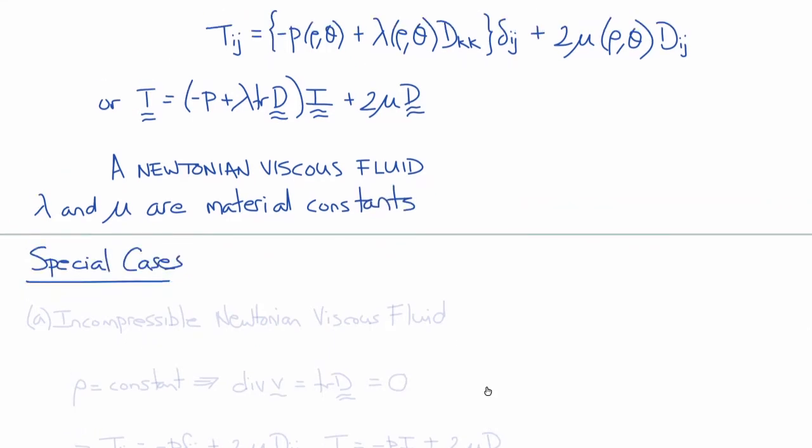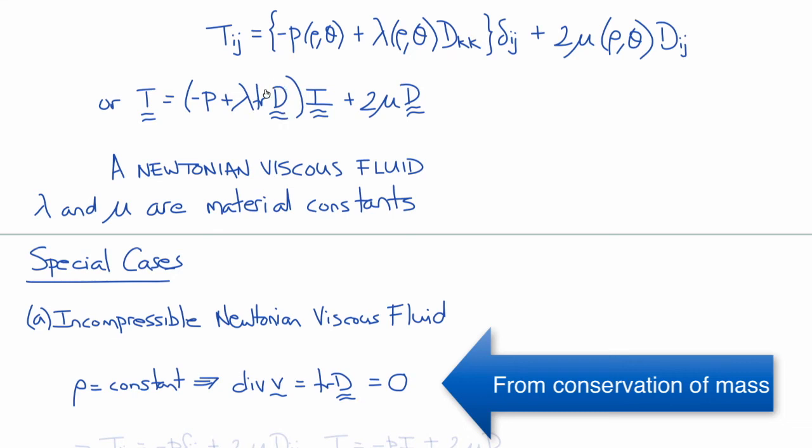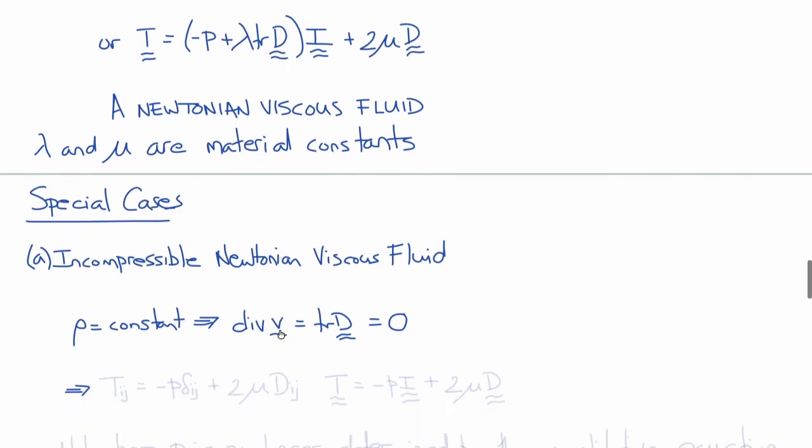Now there are some special cases. One special case of a Newtonian viscous fluid is an incompressible Newtonian viscous fluid. In this case, the density rho is constant, which gives us that the divergence of the velocity vector v, or the trace of d, is equal to 0, and that's this term here. Therefore the constitutive equation for an incompressible Newtonian viscous fluid simplifies to Tij equals minus p times delta ij plus 2 mu times dij, or in direct notation, T equals minus p times I plus 2 mu times d.